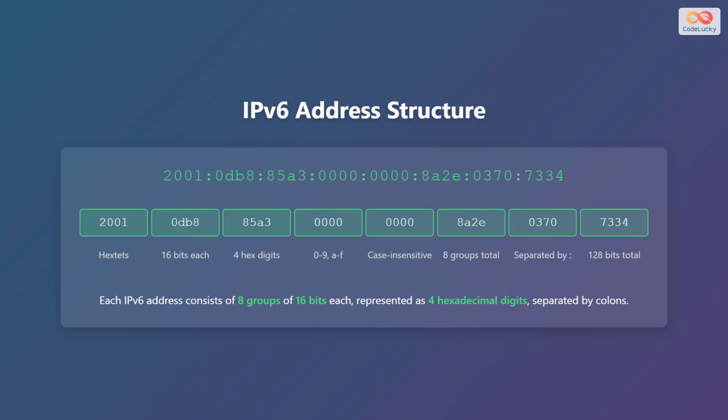Each hextet contains 16 bits, and is represented by 4 hexadecimal digits, ranging from 0 to 9 and A to F. Internet Protocol version 6 addresses are case-insensitive, meaning that upper and lowercase letters can be used interchangeably. In total, an Internet Protocol version 6 address contains 128 bits.